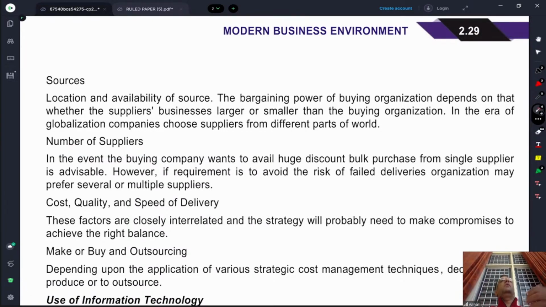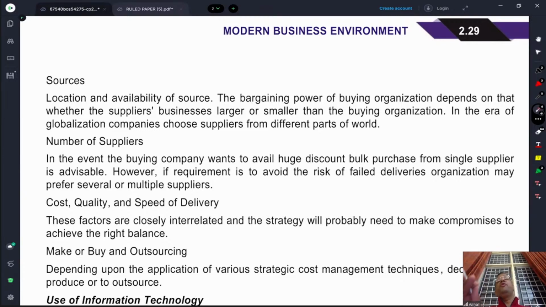Suppose I am working in Maruti Limited. Maruti Limited require n number of components. We can take the simplest example. We require tires to manufacture the car. So whether tires are to be purchased from a single supplier, say MRF, or some of the quantity can be purchased from MRF, other model tires can be purchased from the other brand. So you have to select.